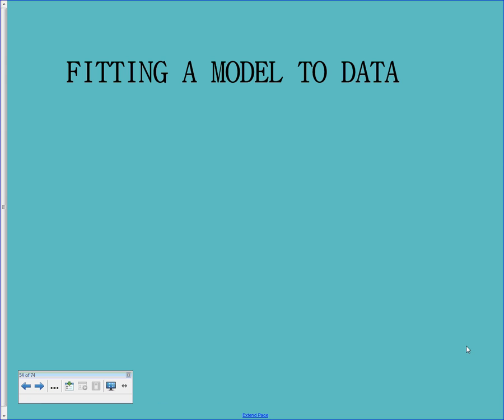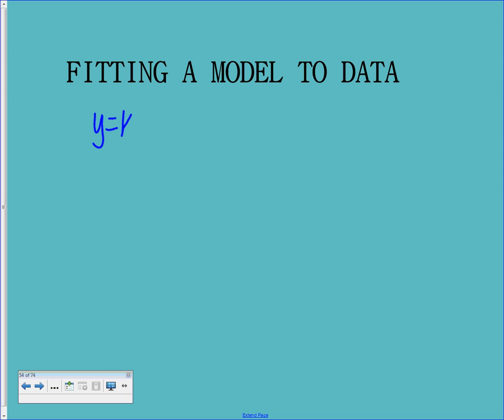Section 2.7 and 2.8 go hand in hand, and we're talking about fitting a model to the data. So basically what we're going to do is take a look at a story problem, a real world example, and say which part of our variation equations best fits this data. If you think about it, we have four main equations.